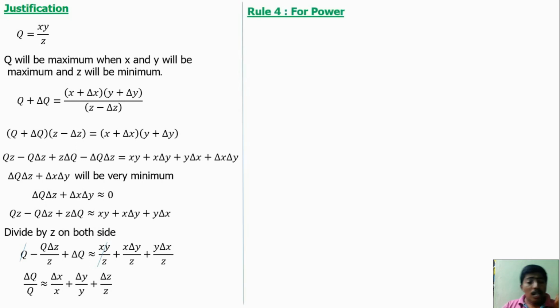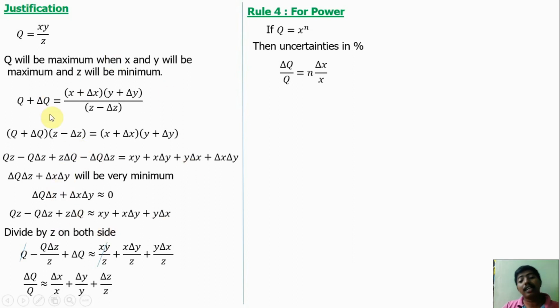Now the uncertainties rule for the power terms. For example, if q is equal to x power n, what is the value of uncertainties? Here uncertainties in percentage, del q by q is equal to n into del x by x. Same as multiplication. For example, if q is equal to x power 2, means x into x, we could add these uncertainties. So del x by x plus del x by x, we will get 2 into del x by x.